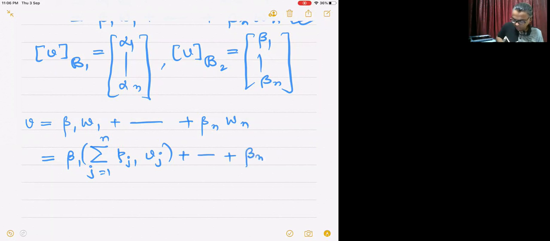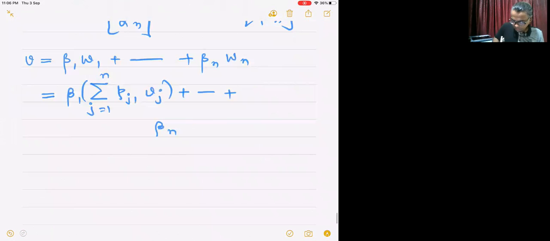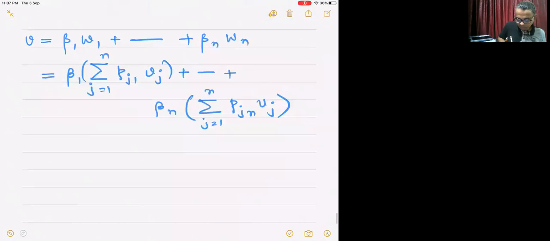Let me write it in a new line. So it's going to be a lengthy expression. Beta n, summation j going from 1 to n P j n Vj. Is that all right? Now I take all the V1s together, all the V2s together, and take V1, V2 and so on out as common, and I write this expression as a linear combination of V1 up to Vn. How do I do that?